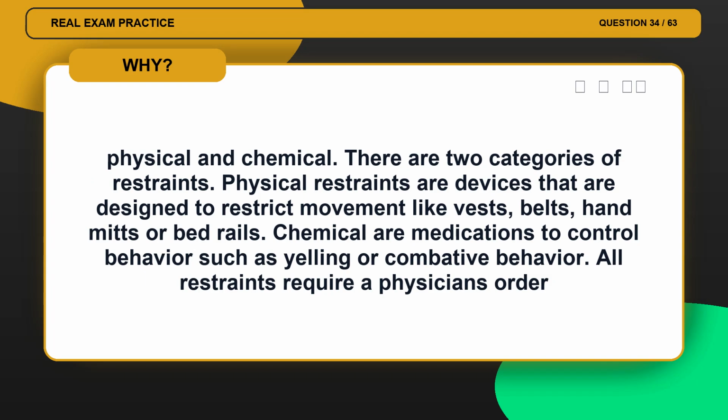Physical and chemical. There are 2 categories of restraints. Physical restraints are devices that are designed to restrict movement like vests, belts, hand mitts or bed rails. Chemical restraints are medications used to control behavior such as yelling or combative behavior. All restraints require a physician's order.